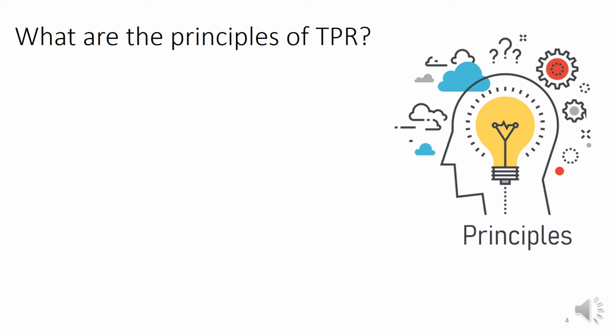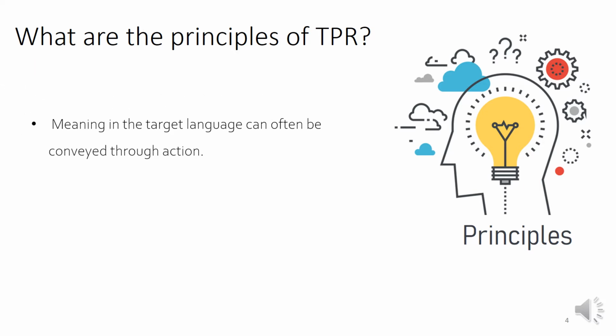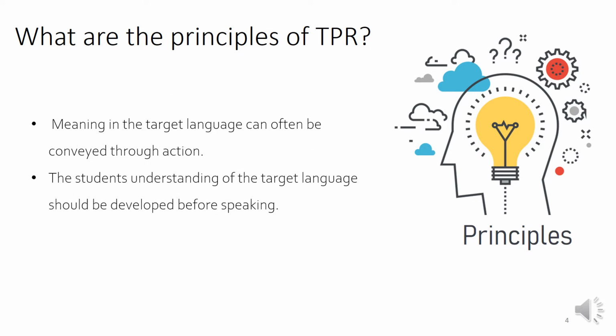What are the principles of total physical response? Number 1, meaning in the target language can often be conveyed through actions. It means I have to act the action in front of the student instead of saying the meaning of it. Number 2, the student's understanding of the target language should be developed before speaking. That means that students say nothing at all, only listening.